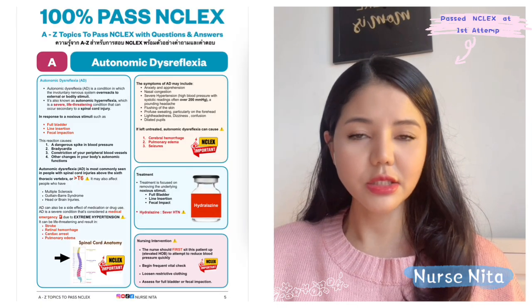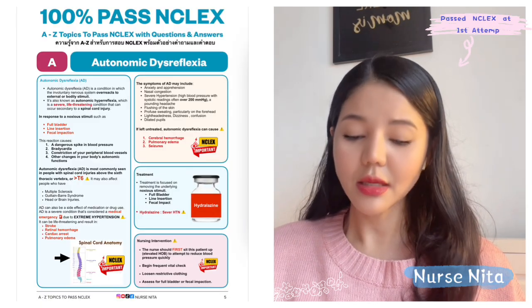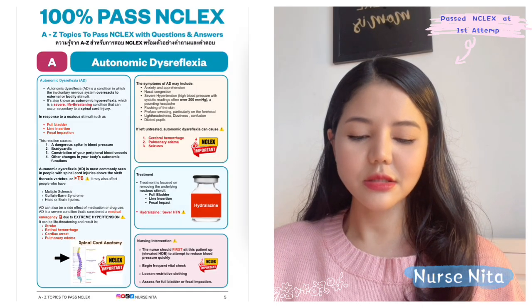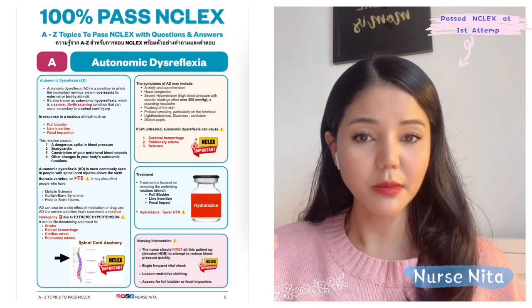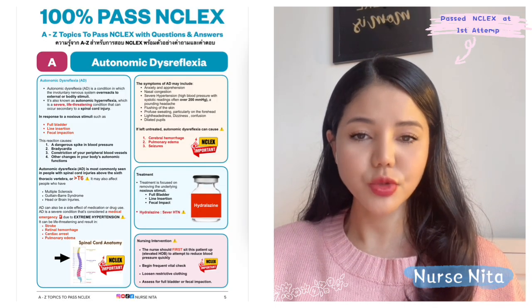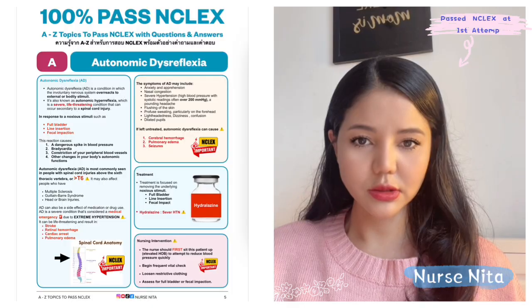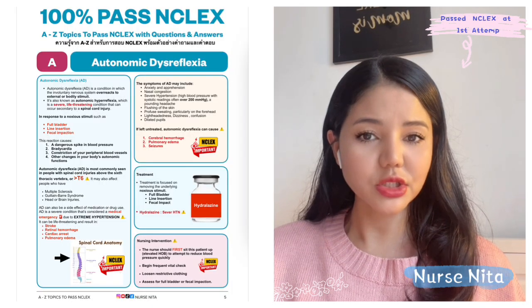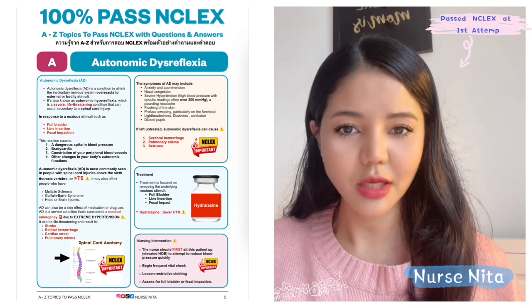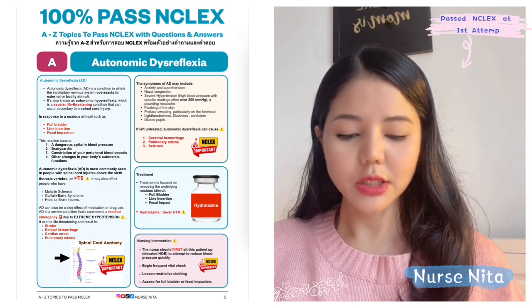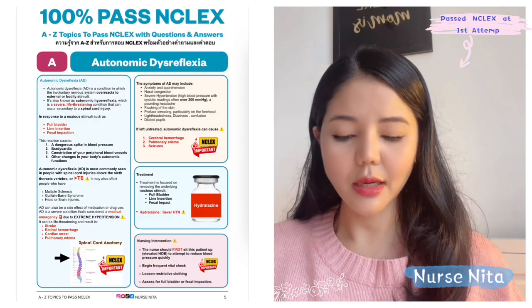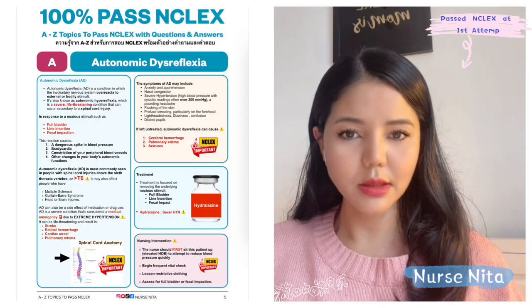AD is a severe condition. Say again, AD is a severe condition that is considered a medical emergency. Why? Because it can cause extreme hypertension, and extreme hypertension can cause a lot of complications. What complications can it cause? It could be stroke, retinal hemorrhage, cardiac arrest, or pulmonary edema.